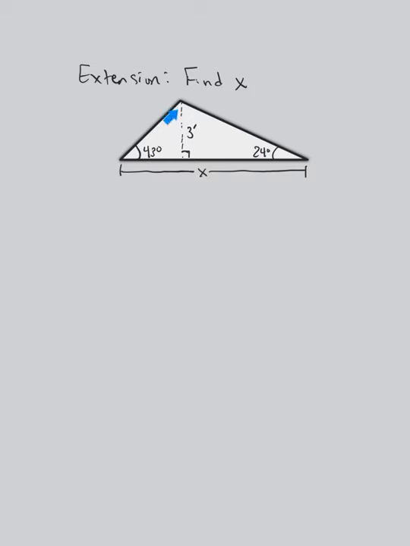This line right here is called an altitude. It gives us the height of the triangle, and it's 3 feet. The important thing to notice is that the altitude forms a right angle with the base. Make sure you realize that that also means that this is also a right angle. So that's going to end up being key.